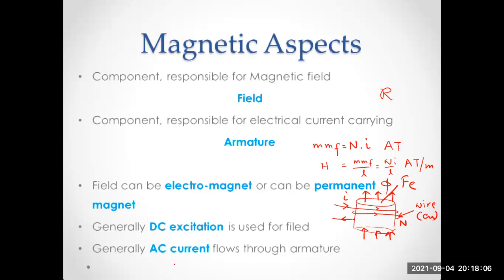Now, through the armature, generally AC current flows, not DC. We'll discuss that when we discuss a particular machine. For now, we can remember that for field excitation, we generally choose DC, and for armature excitation, we generally choose AC. That is generally the convention. You can differ from it, but it is basically a convention.